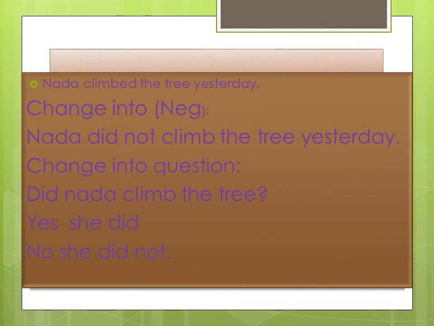Some questions. Rewrite. Number 1, Nada climbed the tree yesterday. Change it into negative. Please, all the class, change into negative. I will say Nada didn't climb the tree yesterday. I will put didn't plus the infinitive climb. Change into question. Did Nada climb the tree? Yes, she did. No, she didn't. Okay?